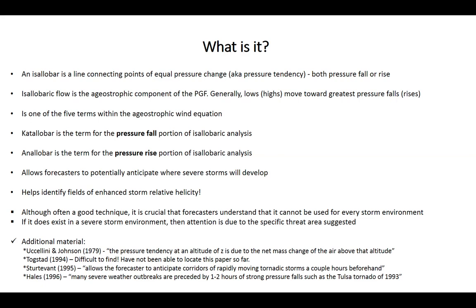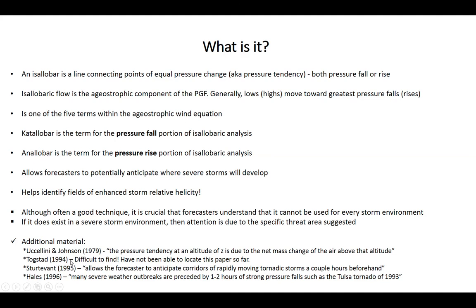Some additional material: Uccellini and Johnson from 1979. A quote from them was, "The pressure tendency at an altitude of z, or height z, is due to the net mass change of the air above that altitude." So as height changes, the pressure tendency is also going to have to adjust to that change in mass above it, is basically, in layman's terms, what that's indicating.